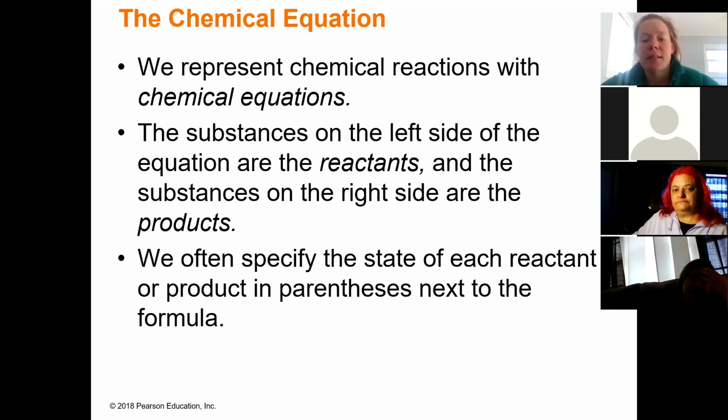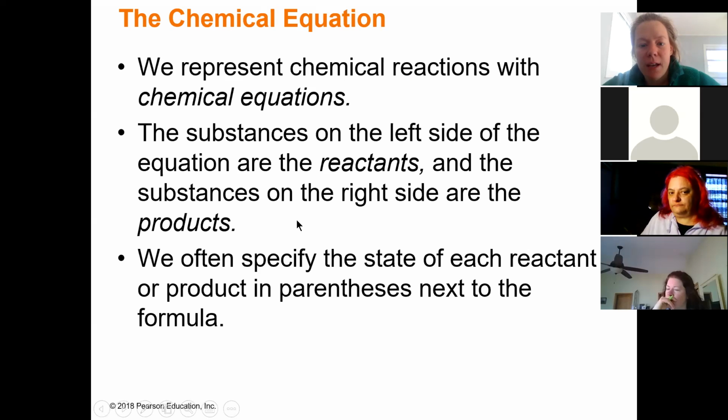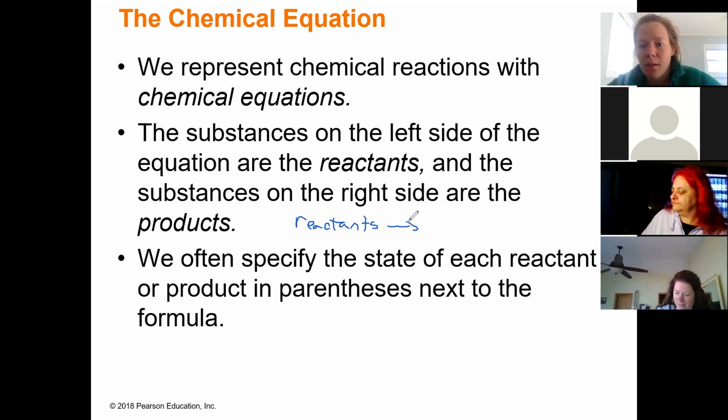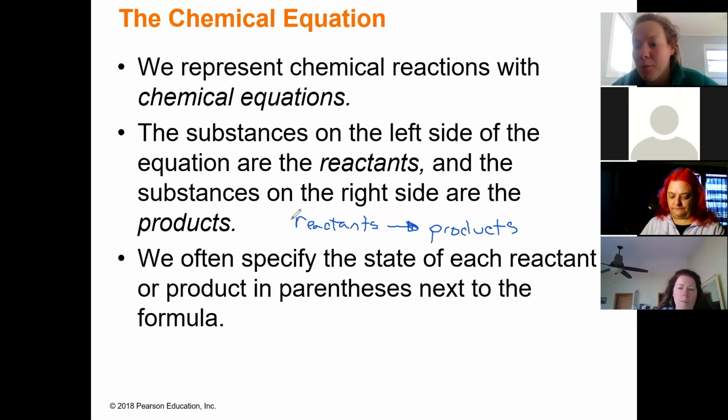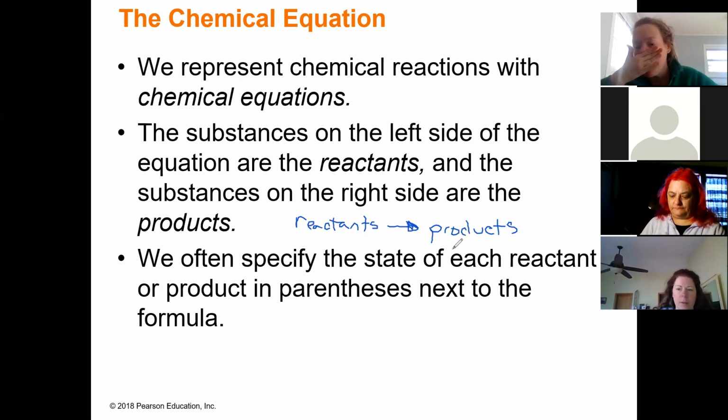The arrow represents the chemical change. So it'll look something like this. We've got reactants, arrow, and then products. How many reactants do you have? You have to have at least one, but you could have many, many more than one. How many products do you have? You have to have, again, at least one. Otherwise, a reaction hasn't occurred. The arrow is where the reaction is taking place.